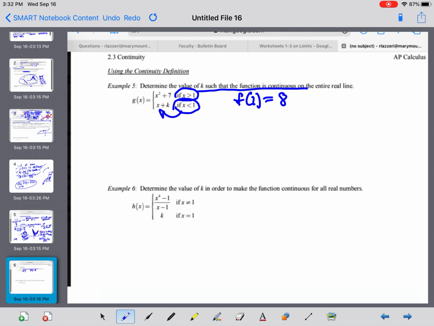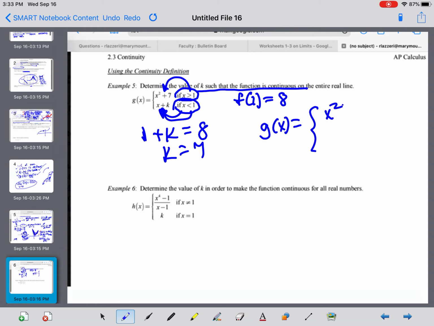Now I want them to meet each other. And so I want to fill 1 into here, and if they're actually going to connect, then the second part at 1 needs to be 8. So I'm going to say x plus k needs to equal 8 when x is 1 at that moment. 1 in here and 1 in here need to be the same thing. So k would have to be 7.